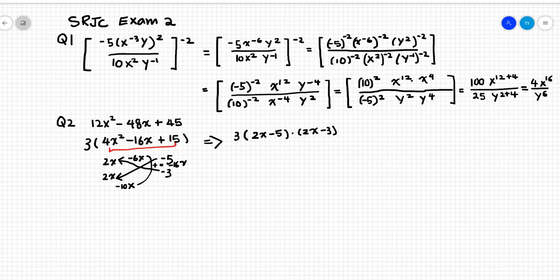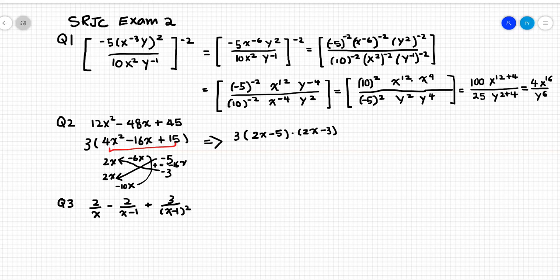Question 3. We want to simplify the rational expression. Okay, so let me just write that here. So question 3. So we have 2 over x, minus 2 over x minus 1, and plus 3 over (x minus 1) squared.